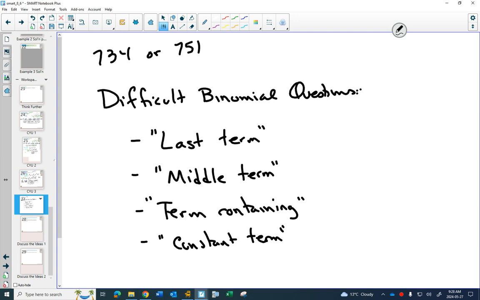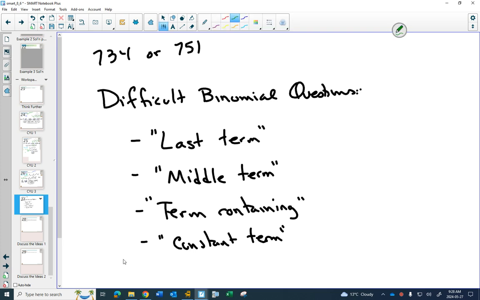So the easy questions with the binomial expansion are "expand and simplify completely," which were our first two examples that we did. Then there's one saying, can you find term 9? Can you find term 7? That's just using your formula. It gets a little bit more difficult if they use the following words.